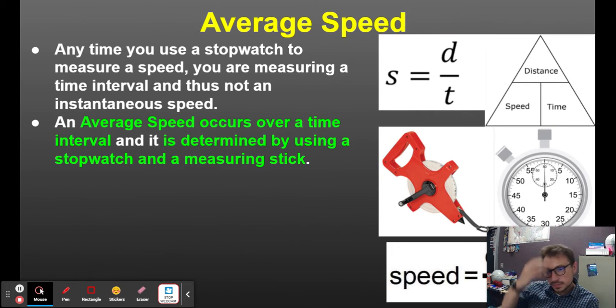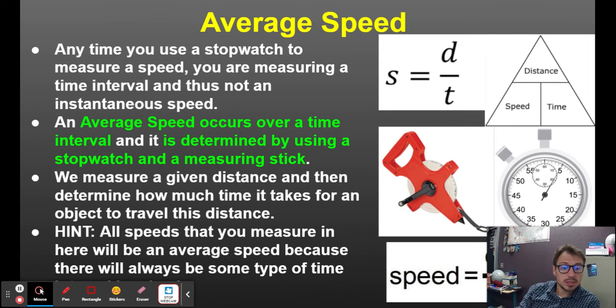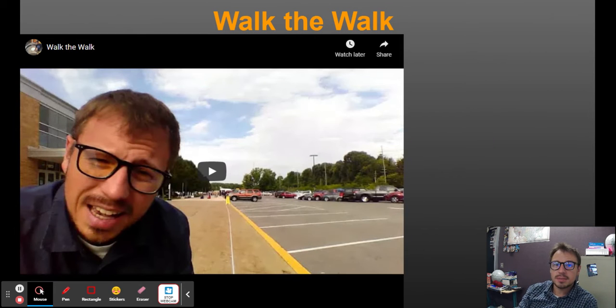All right, so average speed. Anytime you use a stopwatch to measure speed, you are measuring the time interval and thus not an instantaneous speed. Average speed occurs over a time interval, and it is determined by using a stopwatch and a measuring stick. So we measure the given distance and then determine how much time it takes for an object to travel that distance. Now, all speeds that are going to be measured in this class are going to be some average speed.